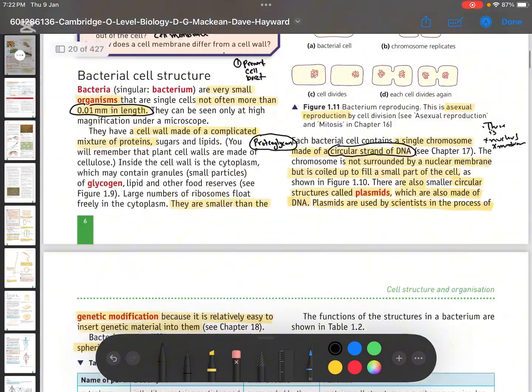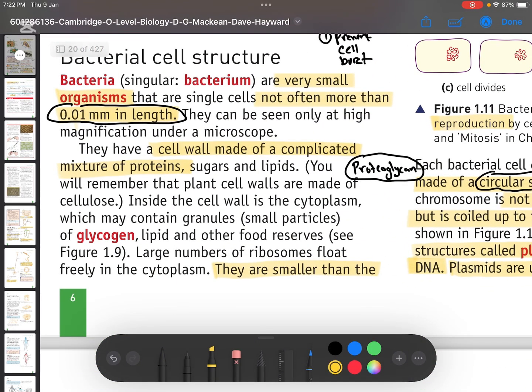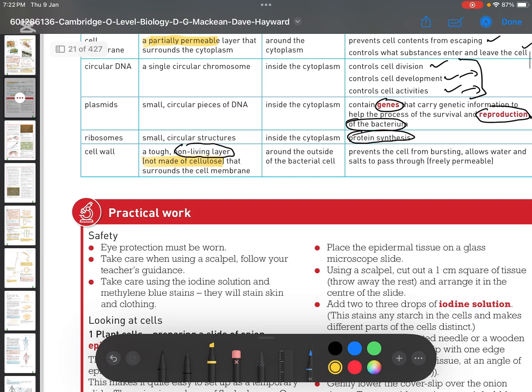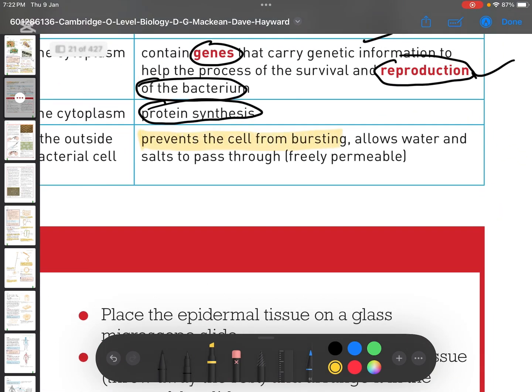And that proteoglycan is basically a structure which is a combination of protein, sugars, and lipids. Protein, sugars, and lipids. Good. So basically, the cell wall does the same function. It prevents the cell from bursting, number one function, and allows water and salts to pass through freely, permeable.